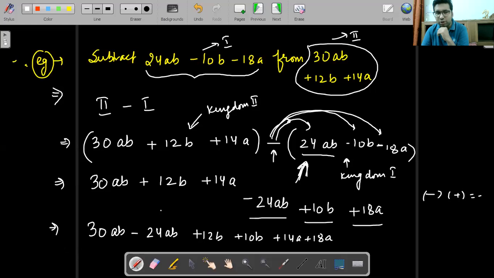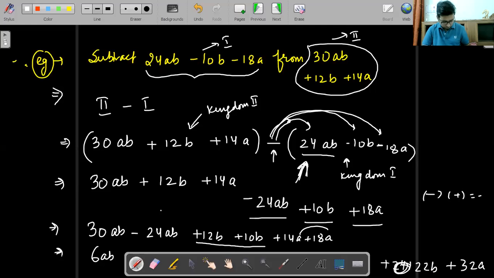30 minus 24 is how much? Class, please tell me. 30 minus 24 is how much? It is 6ab. 12 plus 10 will give you 22b. Kritika, don't worry. I will take one more example for you. 22b, and 14 plus 18 is how much? It is 32a. This is the correct answer.